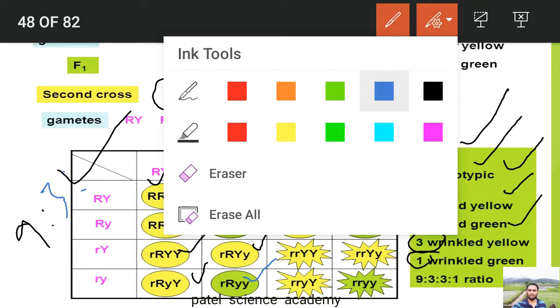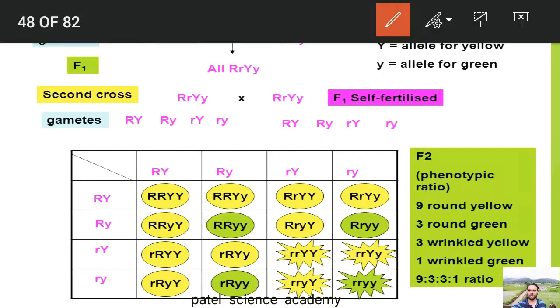Then next three will be wrinkled yellow, means this will be yellow in color but their shape will not be round, their shape will be wrinkled. They will have either two capital Y or one capital Y, but both R will be small because it is wrinkled in shape. So again it is a new product.